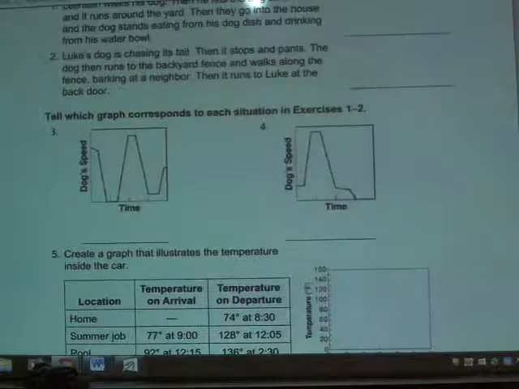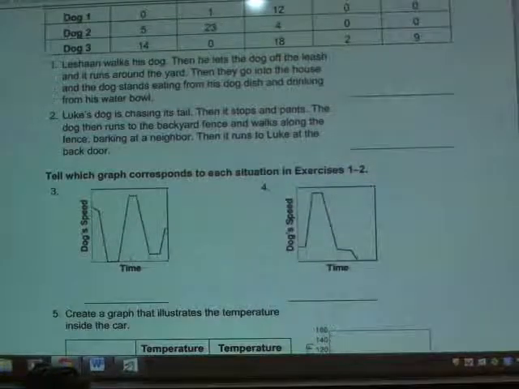So when we go back and look at number 1 here, all right, again, we're saying the dog is walking, so the speed is moving there, and then all of a sudden the dog starts running around the yard. So we're going to see the speed go up, and then the dog's going to go into the house, so the speed's going to come back down, and then finally the dog is going to go ahead and stand still, not be moving at all, even though time is happening. Well, the graph that shows that there is question number 4.